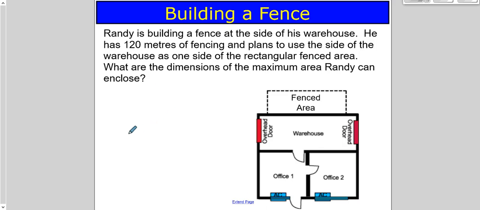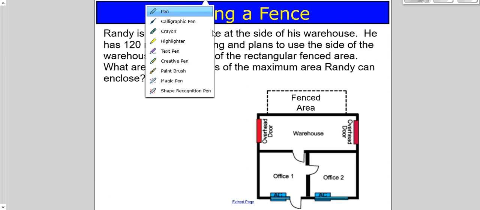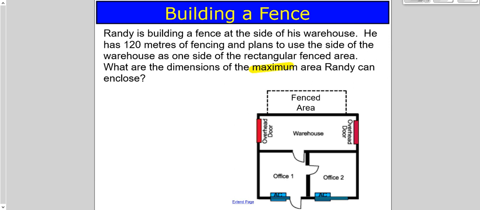Randy is building a fence for the side of his house. He has 120 meters of fencing and plans to use the side of his warehouse as one of the rectangular fenced areas. What are the dimensions that can maximize, whoops, there's that word, maximize area? So maximize, of course, means that we need vertex form.